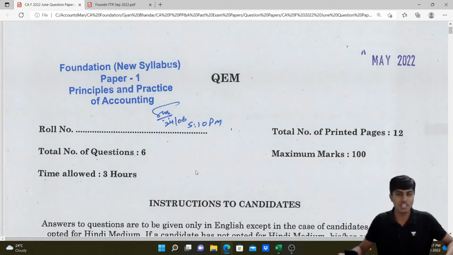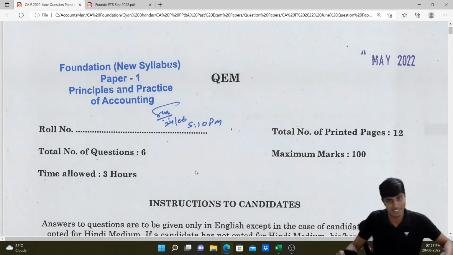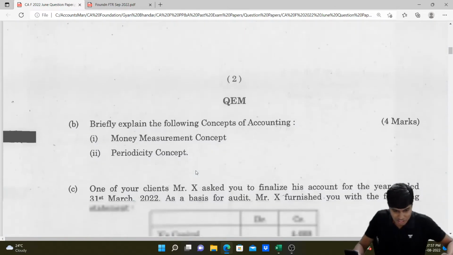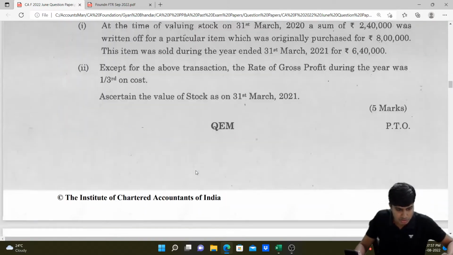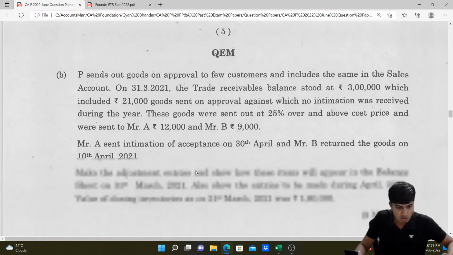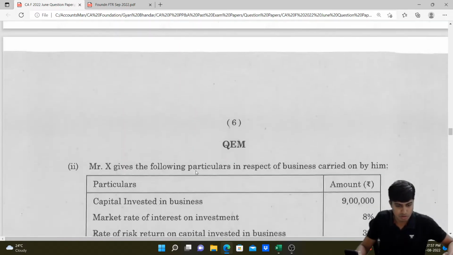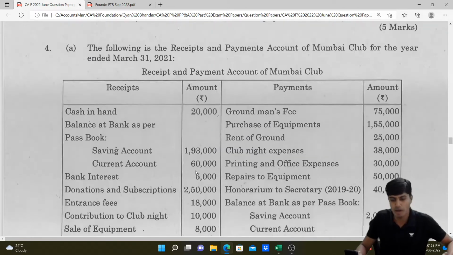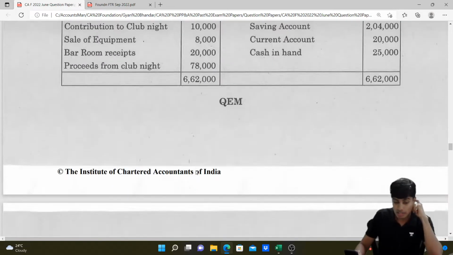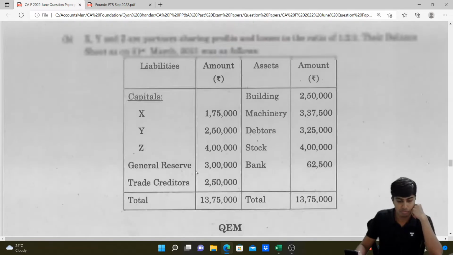Let's get back to CA Foundation Principles and Practice of Accounting, June 2022 solution discussion. Like I mentioned in the past, we've done question number 1, 2, 3, 4 part A. 4 part A is done. 4 part A is regarding NPO. Now we'll discuss 4 part B.